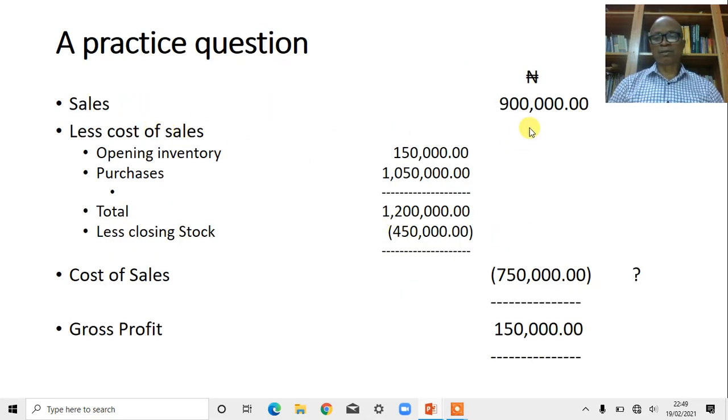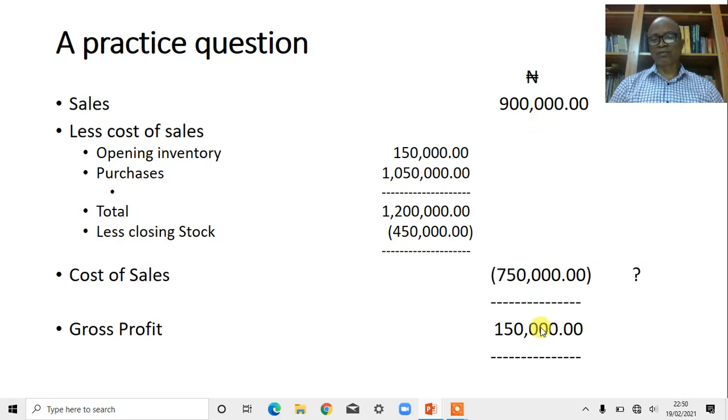So 900,000, opening inventory, that's what we have, and then the total here is 1,050,000. How do we determine our 150? Remember, we didn't have anything earlier on. In order to determine that, we multiply 1 over 6 by this, and then you have 150,000.